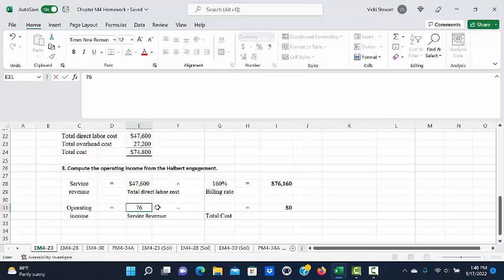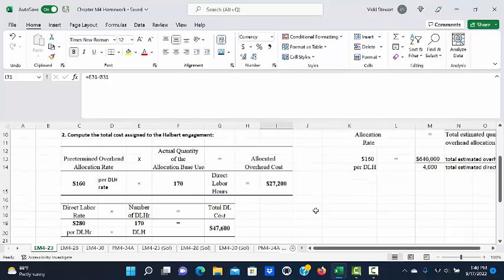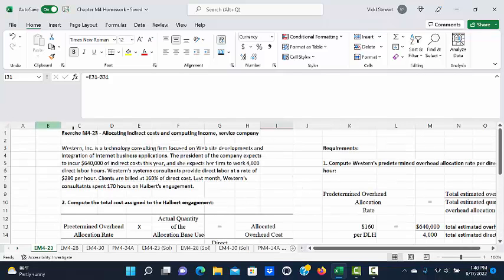Next we're going to compute operating income. So we take that $76,160 of service revenue, and we subtract from that the total cost that we calculated of $74,800, and that gives an operating income for this engagement of $1,360. And that is the conclusion of the demonstration for exercise M423.